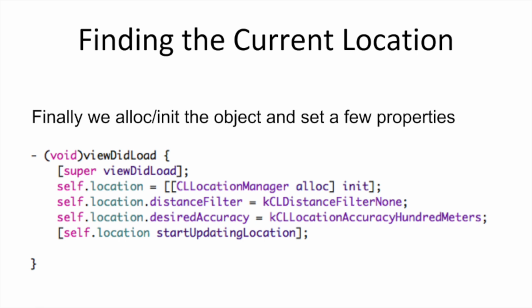There's also a stopUpdatingLocation, which we'll talk about a bit later, because sometimes you only want to use it occasionally, don't you? You don't want it all the time. If the view is hidden in your application, you might say, actually, I don't need location services, I'll just switch it off again.